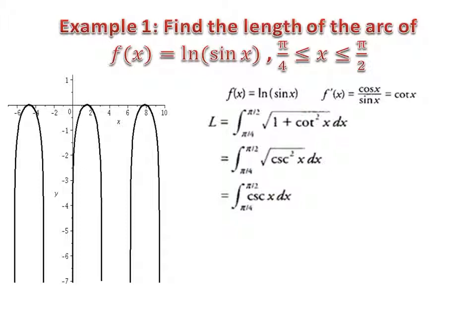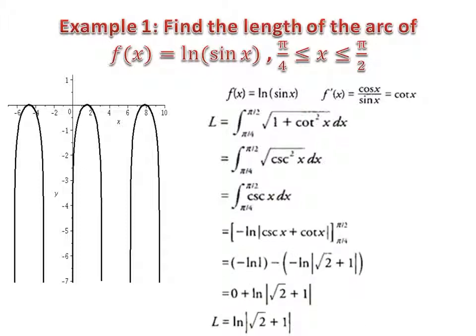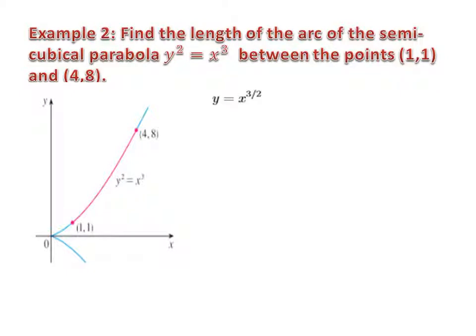Let's also get the root out of the way, since there is often simplification that can be done and there is no reason to do that inside the integral. So we can get in the equation cosecant x, and the arc length is then L equal to ln of square root 2 plus 1. Okay, let's move on to example 2.